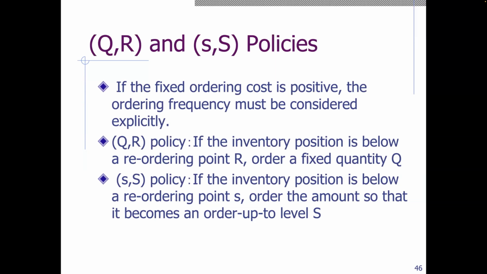In the (Q, R) policy, we monitor the inventory position and if it reaches a reorder point R, we order a fixed quantity Q. Here R and Q are system parameters. We may use the EOQ model to compute the ordering quantity Q. In the (s, S) policy, we again monitor the inventory position and if it is below a reordering point small s, we order the amount so that the inventory position becomes an order-up-to level capital S.